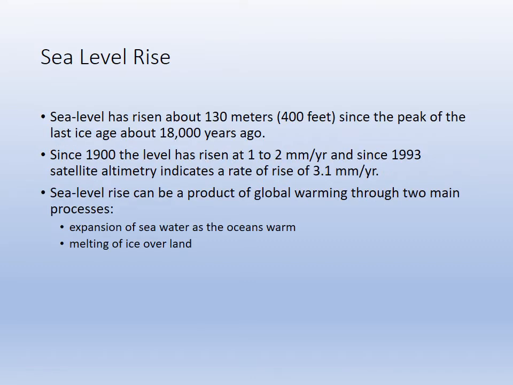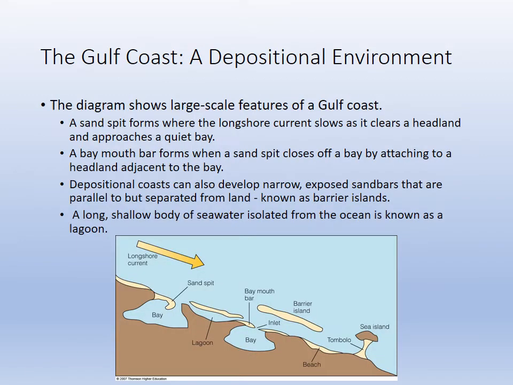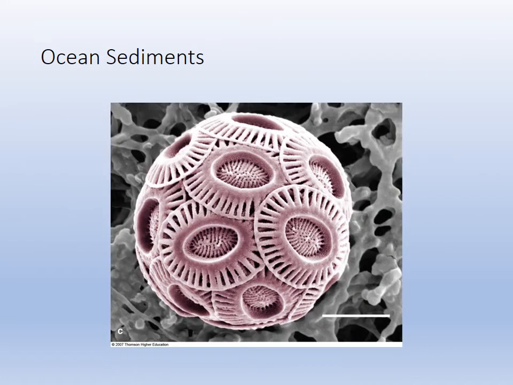Sea level currently is rising. Sea level's rising. The glaciers melted about 18. So sea level rises. The first image was 18,000 years ago. That's our continental margin. We live on a depositional coast. Depositional coast is typified by barrier islands. You can see a little barrier.